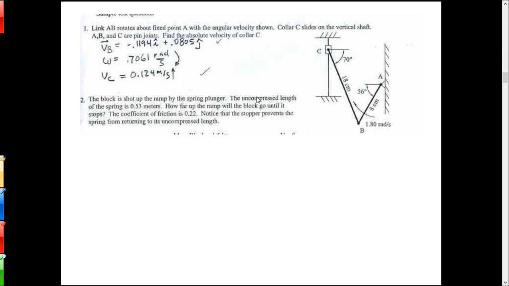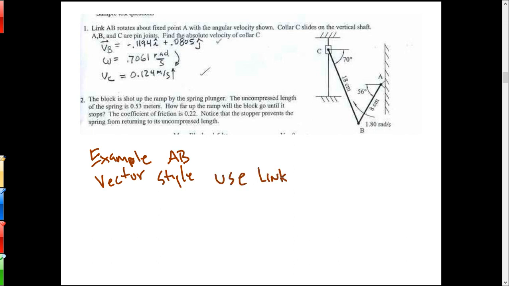If you're doing vectors, so for example, if you're looking at linkage AB, if you're doing it vector style, you use 56 degrees. Because what you're doing there is using linkage AB, it's RAB. So the angle is 56 degrees.